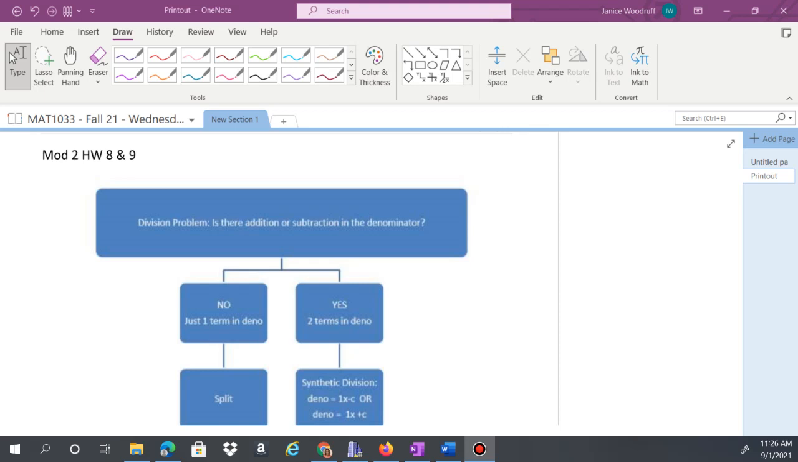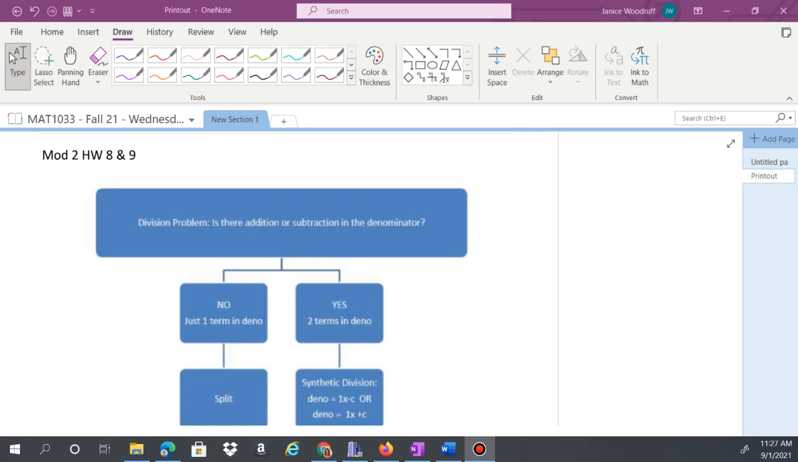Let's talk about division of polynomials. So we did addition and subtraction; you have to have like terms. Multiplication, we looked over that: multiply the numbers, add the exponents. So division is similar, but there's two different methods.